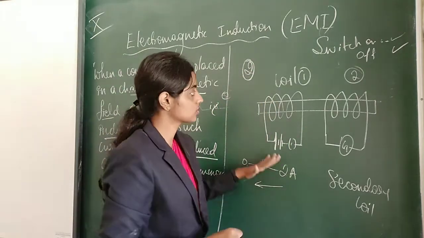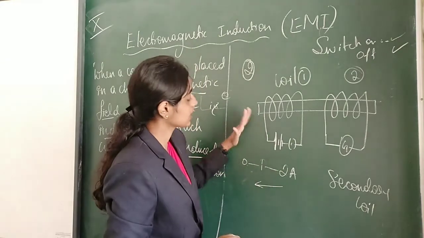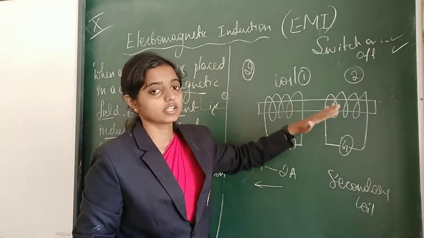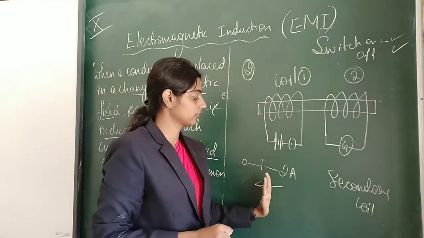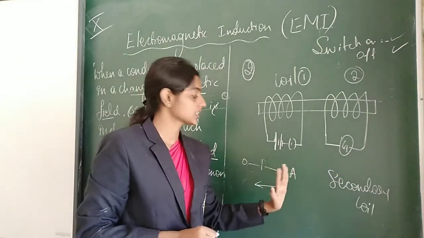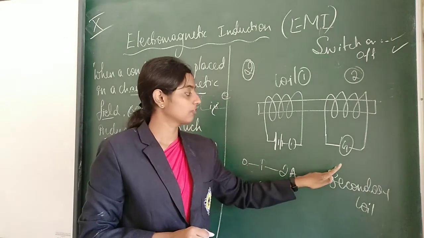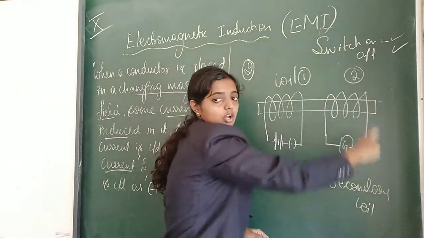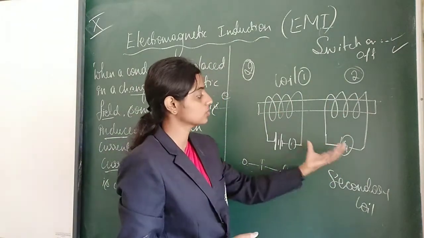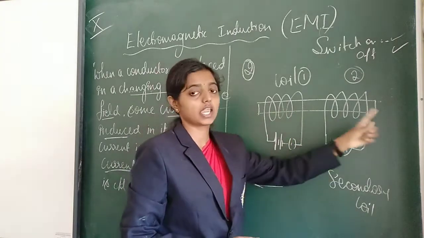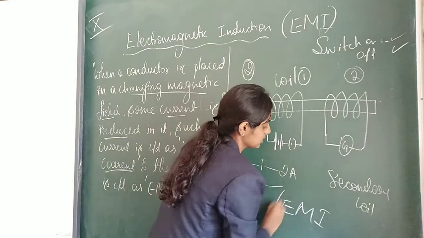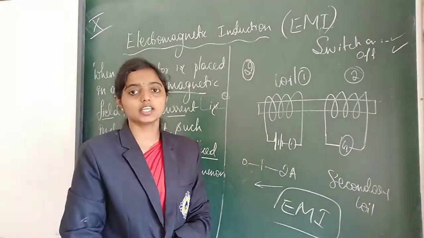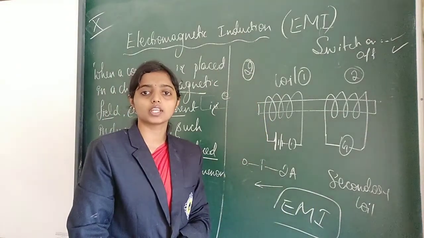So this is the process we understood from activity 2. That is, when the switch is on, we will get deflection. When we switch off also, we will get momentary deflection. But with the steady current, we won't get any deflection in the galvanometer. And this phenomenon, or this process of induced current with two coils, is called EMI, that is, electromagnetic induction. Now we understood both activity 1 and activity 2.